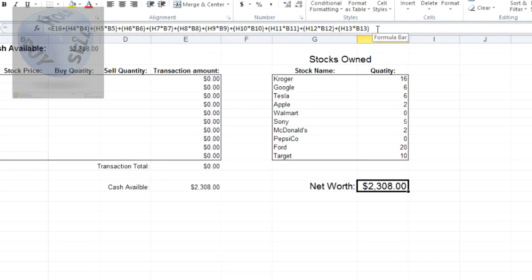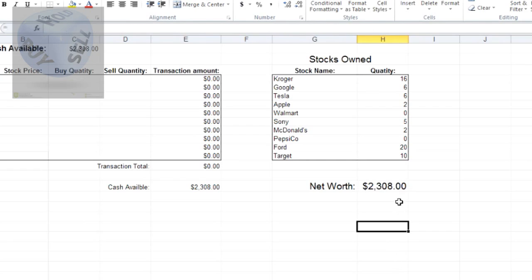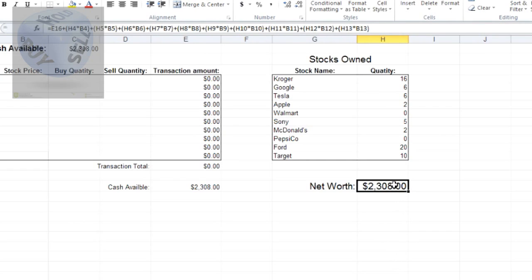Look at this nice formula bar right here. I have all this information going in. It's saying how much cash plus all of my stocks, what they're worth, and then it adds it all up for me. This number, hopefully by the end of the game, the end of the last year, will be more than $10,000 because I started with $10,000.